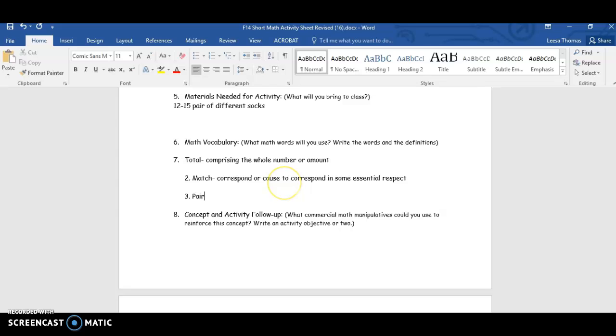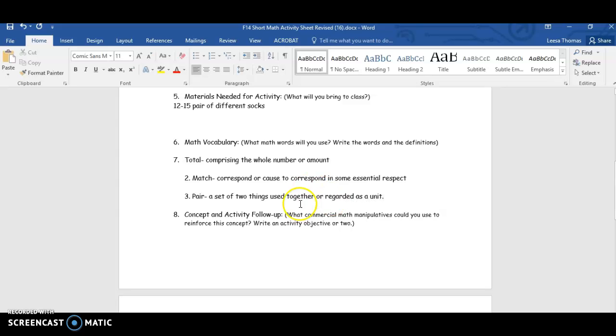Pair. Now again, I'm not great at pulling out academic language on my own, so I'm going to do a quick Google definition of the word pair. Okay. It says a set of two things used together or regarded as a unit. That's perfect. A set of two things used together or regarded as a unit.